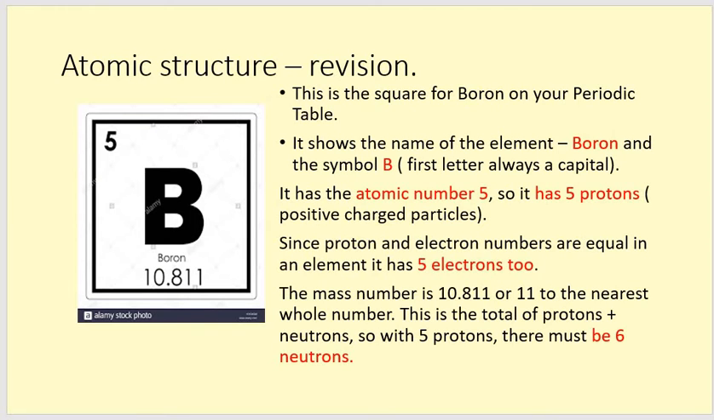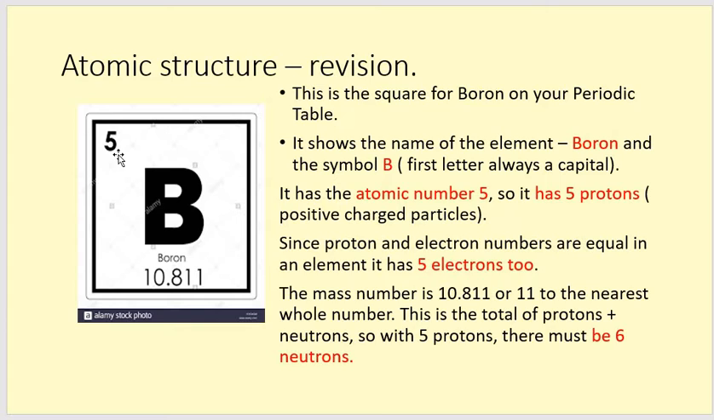Now let's look at atomic structure. This is one square from your periodic table. It has two numbers, it has a capital letter, it has a name in small writing. This is the square for boron. The name of the element is given there in full, but in small. Also the symbol for it. This is one, sometimes two letters. The first letter is always a capital. So if you've got a formula, you can count the number of capital letters to know the number of elements inside the formula. It has an atomic number here, 5. This is the number of protons inside your atom. So if it's got an atomic number of 5, it has 5 protons.